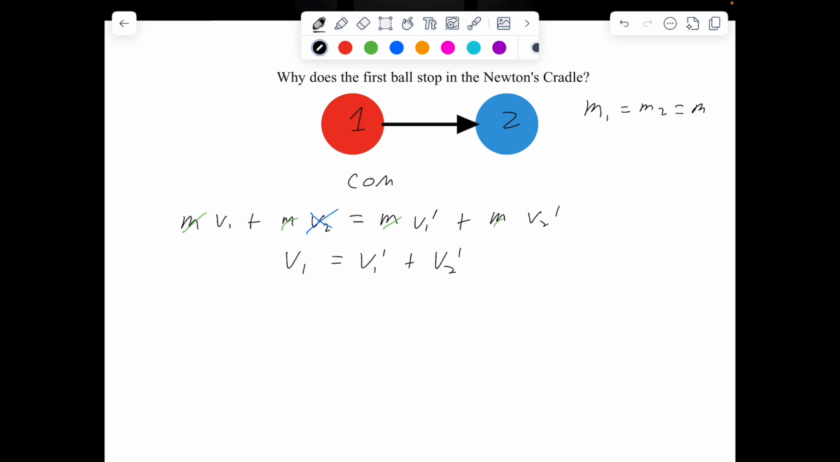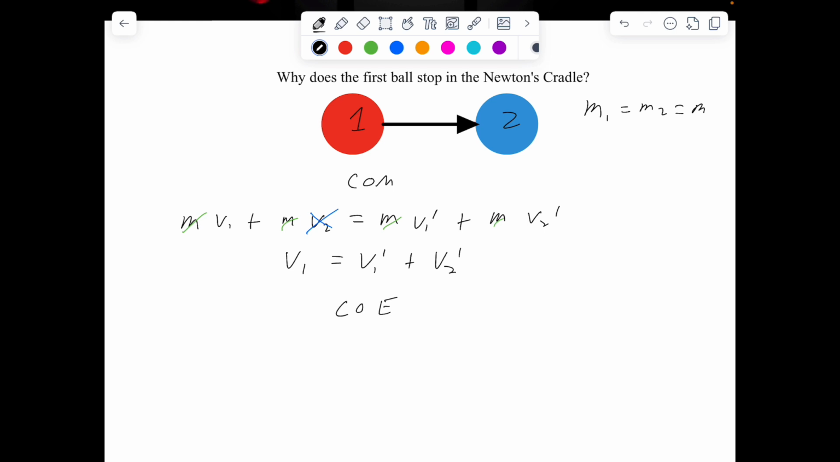Now, one solution of this is that V1 prime is 0. If that's the case, then V1 would be equal to V2 prime. In other words, ball 1's velocity becomes ball 2's velocity, but that doesn't prove anything. That's just one possibility. The other key to this is that with the Newton's cradle, these collisions are elastic, and in elastic collisions, we get conservation of kinetic energy.